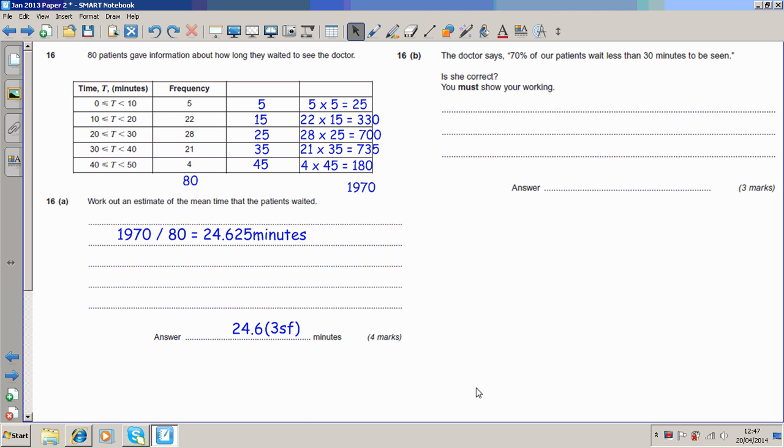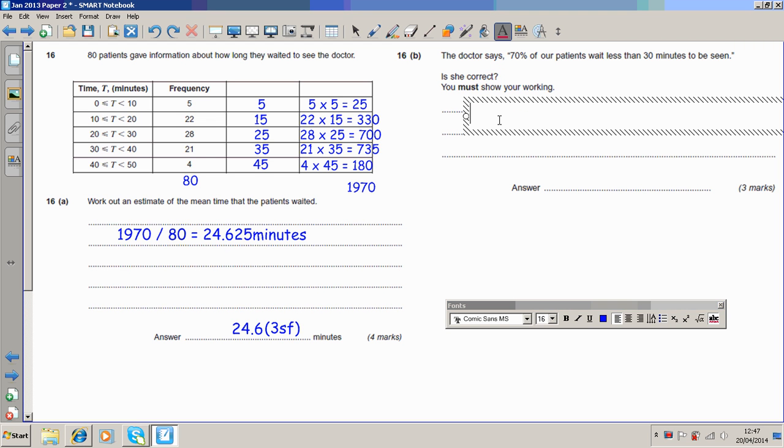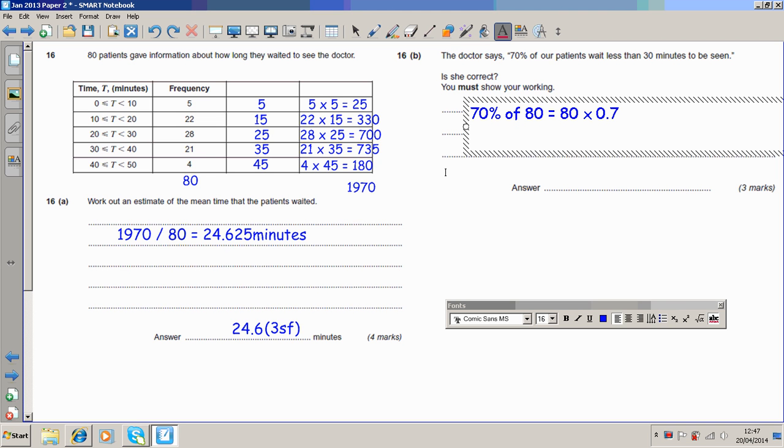3 significant figures. Okay. Right, the doctor says 70% of our patients wait less than 30 minutes to be seen. Is she correct? Okay. Well, to do that, our first job is to work out what 70% of the patients are, first of all. So 70% of 80 patients, because how many patients we've got, is 80 times 0.7, which is 56 patients.